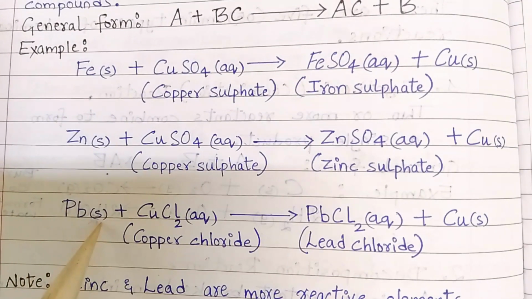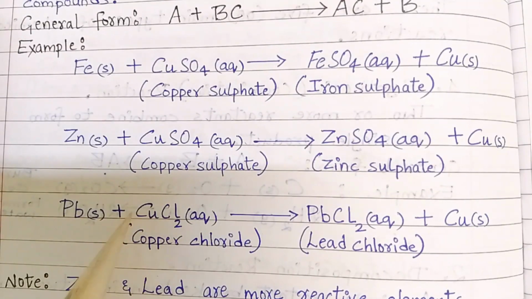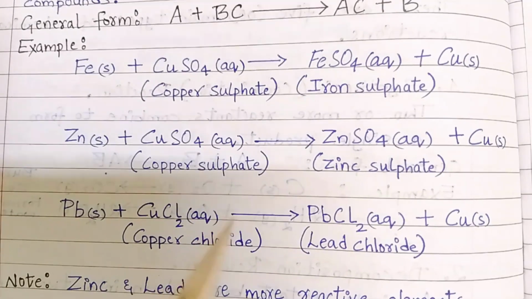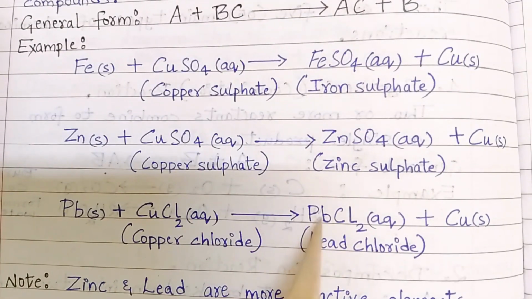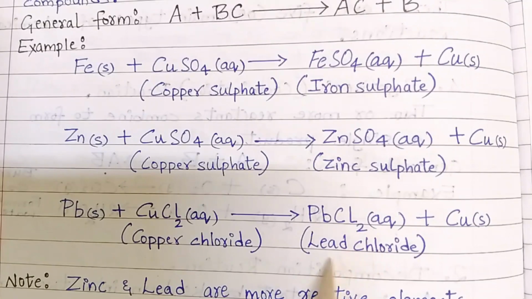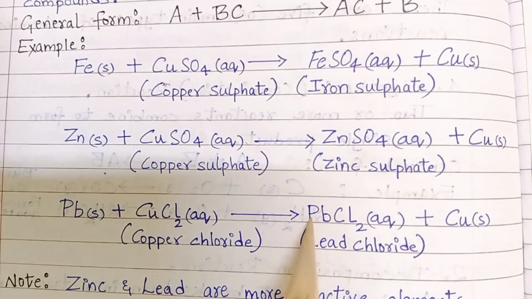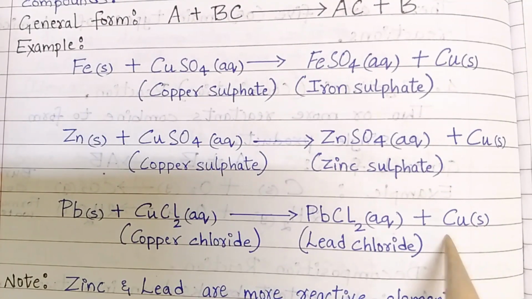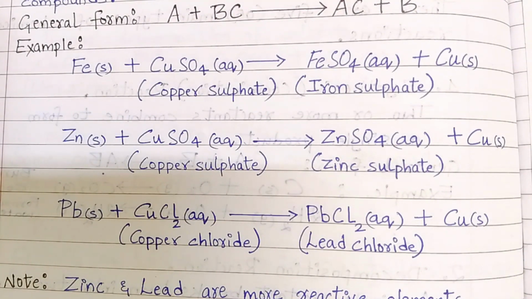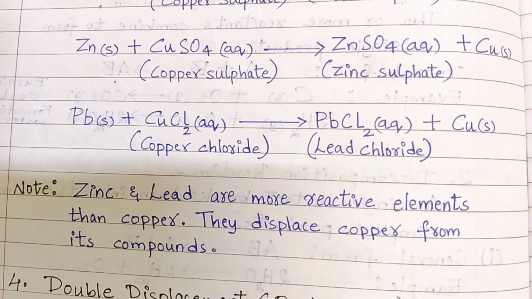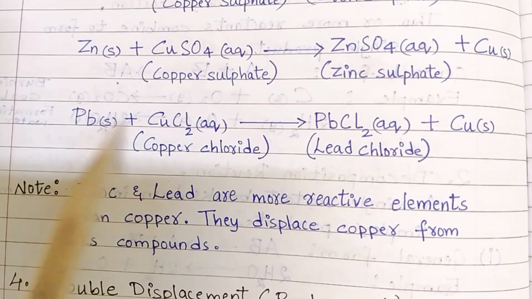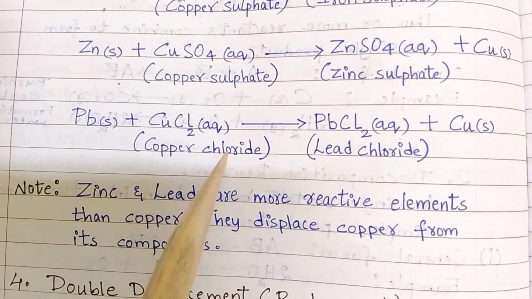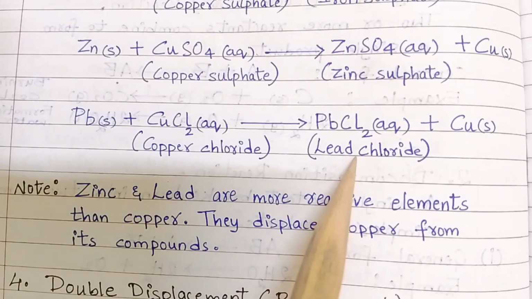Lead Pb solid plus CuCl2, copper chloride aqueous solution. Forward direction: PbCl2, lead chloride aqueous solution, plus Cu copper solid. Here lead replaces copper from copper chloride. So in the product we get lead chloride.